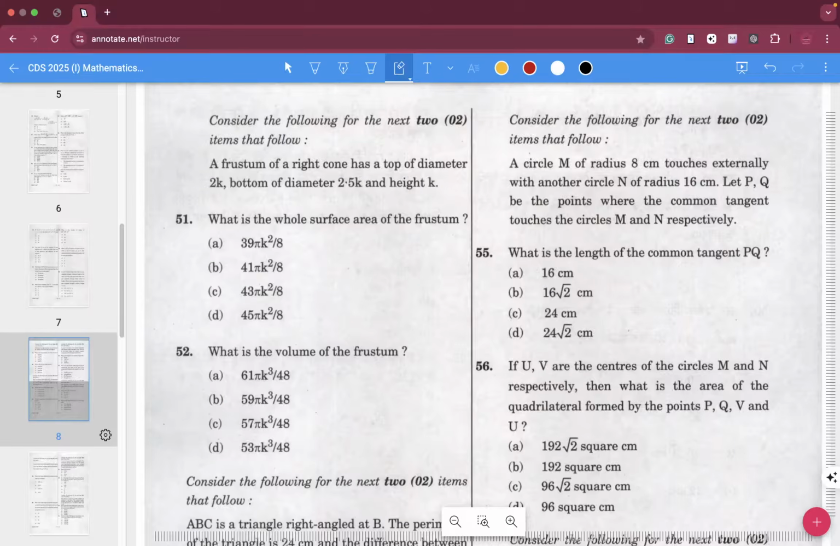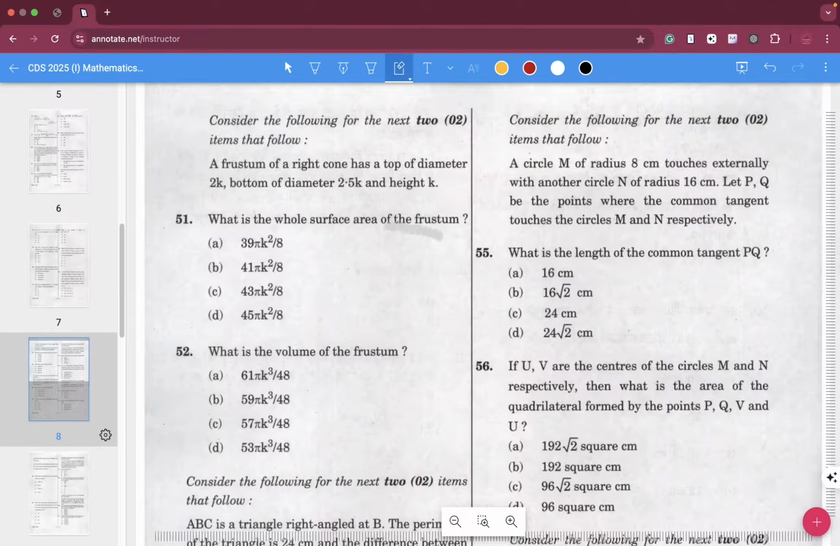Okay, a frustum of a right cone has a top of diameter 2k and a bottom of diameter 2.5k, and the height is equal to k. First of all, let's try to understand what exactly we mean by frustum.